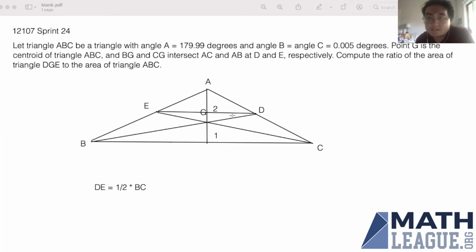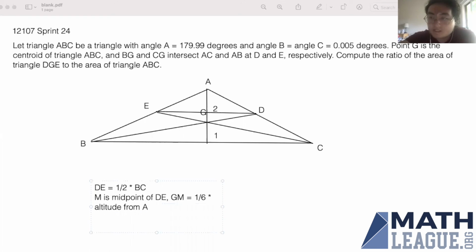If the line DE lies halfway above the triangle, then the remaining part of the height has to be from G to this midpoint of DE. That has to be 1/6 the height from A. And now we just multiply those together. So if we call, say, M the midpoint of DE, then GM is 1/6 of the altitude from A. And so we just multiply the two together, right? There's no need to divide by 2 because they're just ratios. So 1/2 times 1/6 equals 1/12, and we're done.